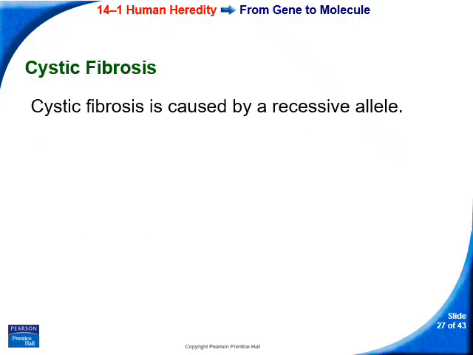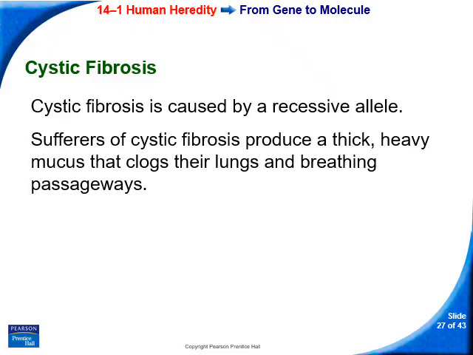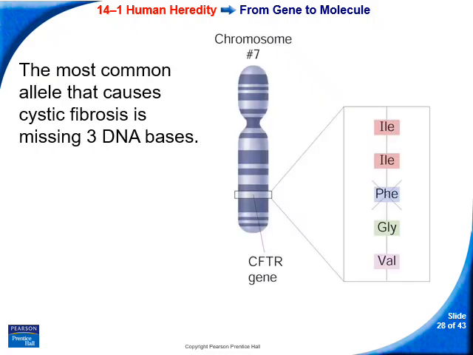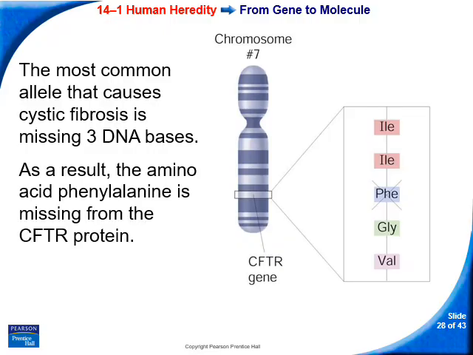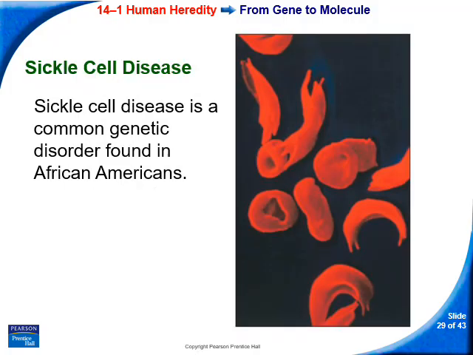So cystic fibrosis is caused by a recessive allele, and sufferers of cystic fibrosis produce a very thick, heavy mucus that clogs their lungs and breathing passageways. The most common allele that causes cystic fibrosis is missing 3 DNA bases. If you miss the 3 DNA bases in your CFTR, which stands for cystic fibrosis transmembrane protein gene, the amino acid phenylalanine is missing from the CFTR protein.